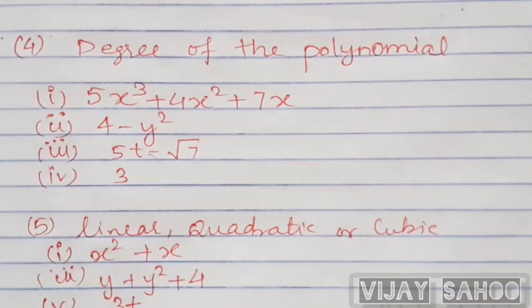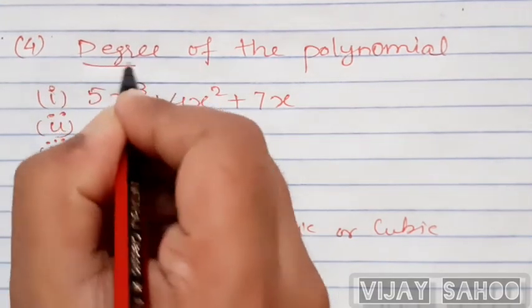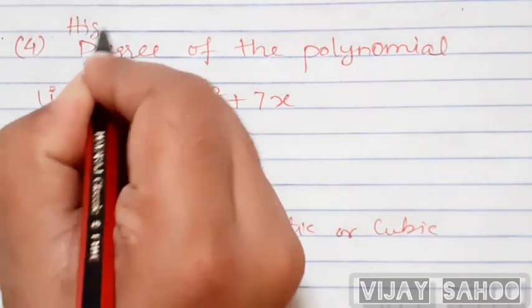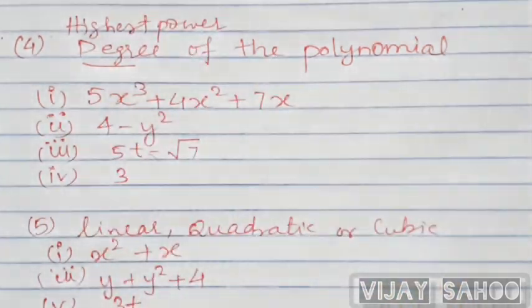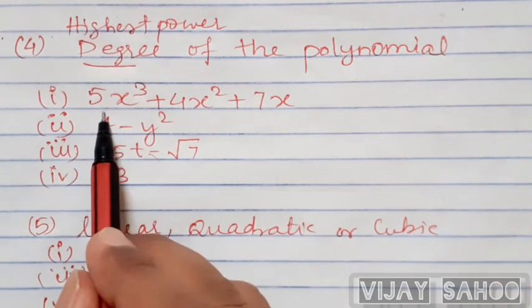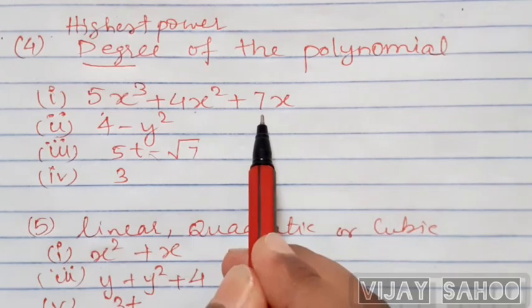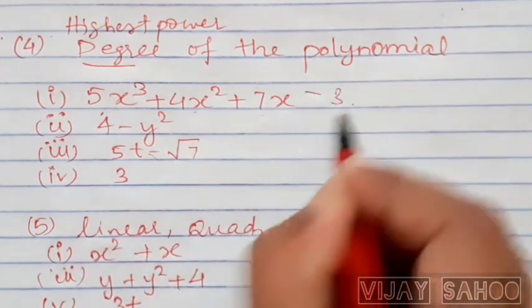Now the question is about the degree of the equation. Degree means what? Always remember, the highest power of the equation is said to be the degree. So if I look at the first one, 5x cube, 4x square, 7x. What is the highest power? 3. So 3 is the degree of the equation. Okay.